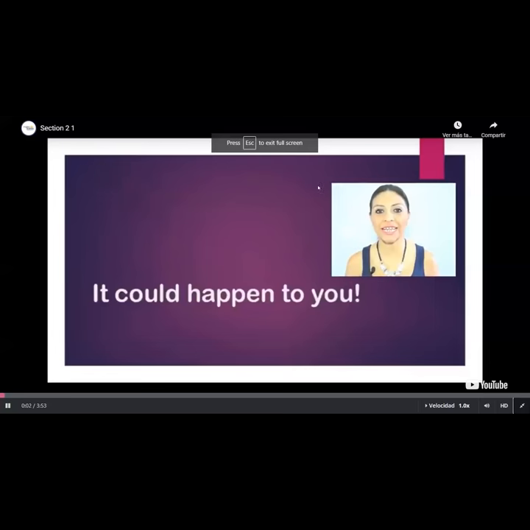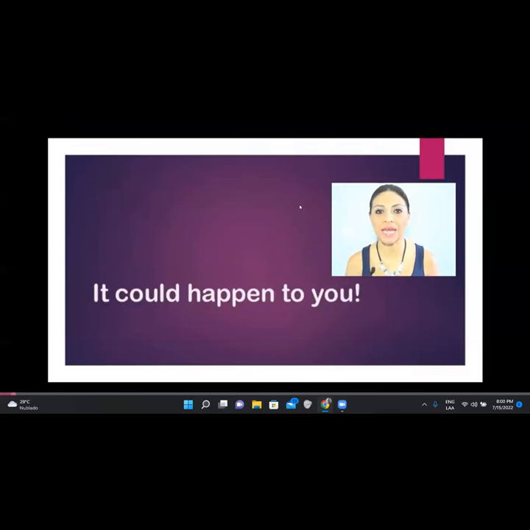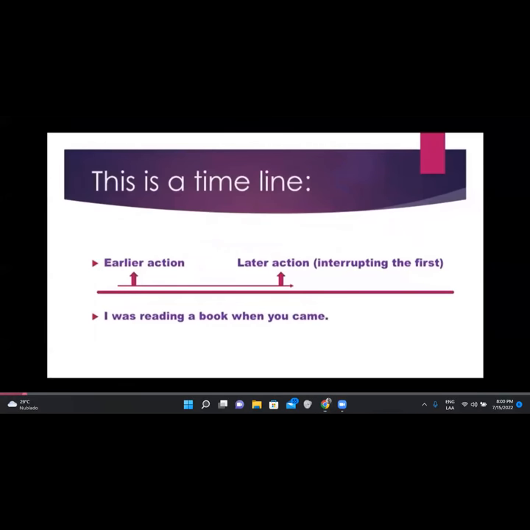Hi everyone, are you ready? Let's go on now talking about past continuous versus simple past. I want you to listen and take a look at this. This is a timeline. Notice both actions happened at the same time, but one action began earlier and was in progress when the other action happened. So we may say, I was reading a book when you came.